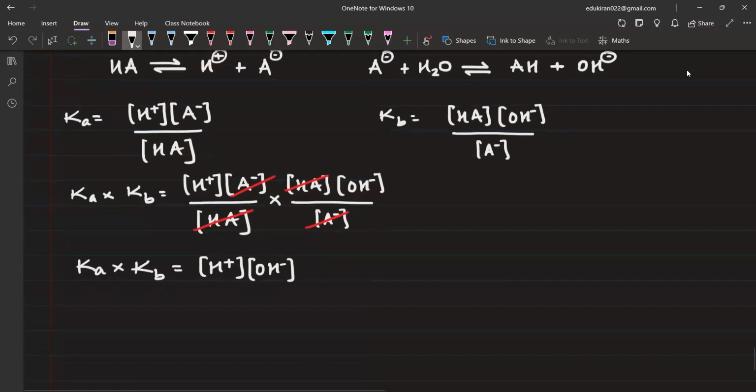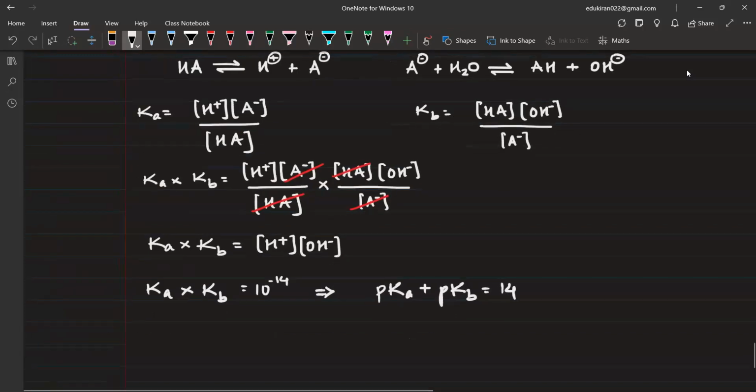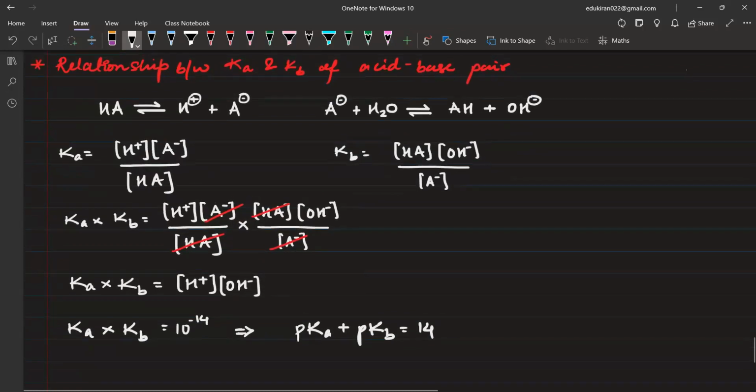And the product of concentration of H positive and OH negative is equal to how much? 10 to the power minus 14. So Ka multiplied by Kb will be equal to 10 to the power minus 14. And this implies that pKa plus pKb will be equal to 14. But it is for an acid base pair.